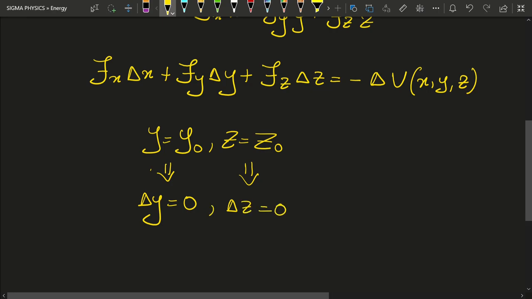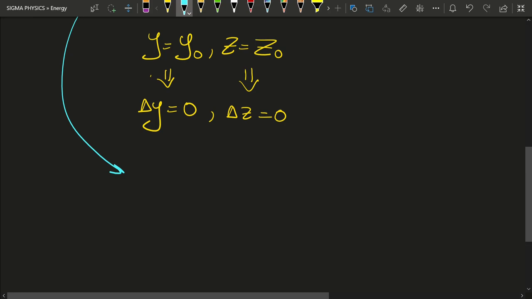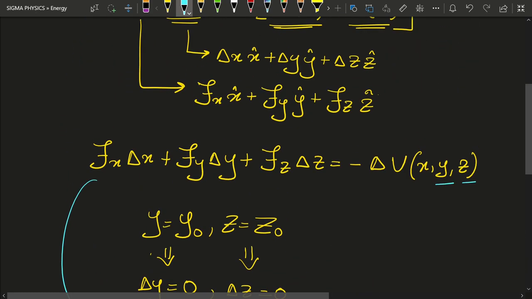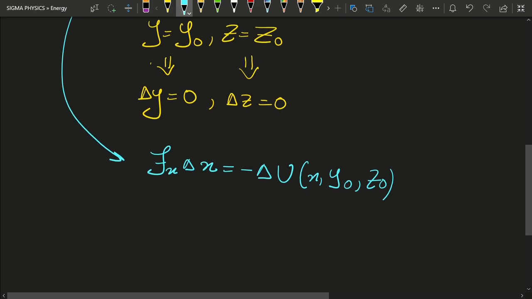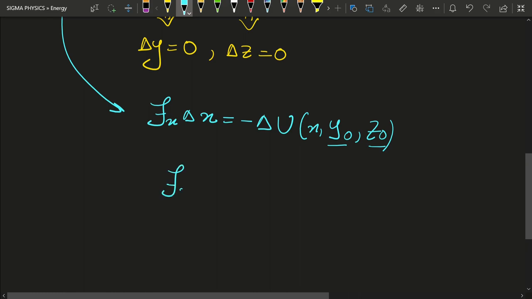And if these two are 0, then I can write this equation like this. Since delta Y and delta Z are 0, I will be left with F of X delta X equal to minus delta U of X, and since Y naught and Z naught are constant, it will be a function of Y naught, Z naught. Here I had Y and Z, but they are equal to Y naught and Z naught, so I have replaced Y and Z with Y naught and Z naught. And this would imply that F of X is equal to minus delta U of X, Y naught, Z naught divided by delta X.